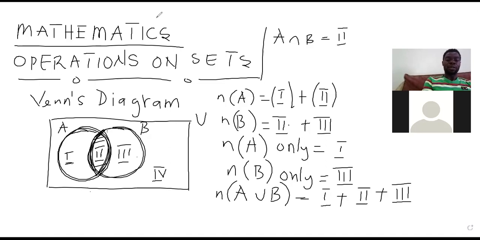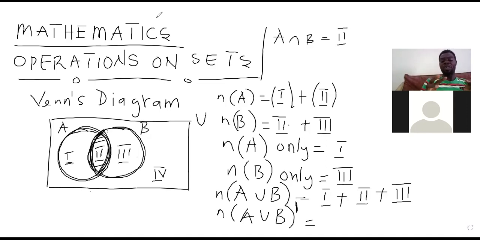And then number of A union B all complement. This means complement. Number of A union B all complement.